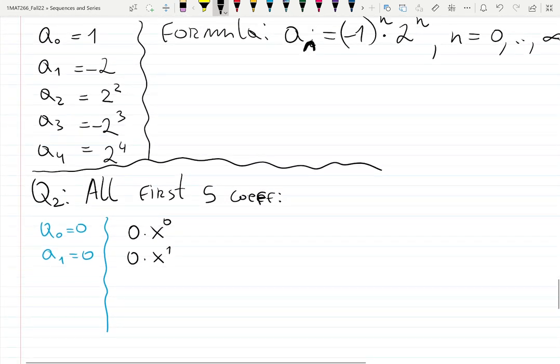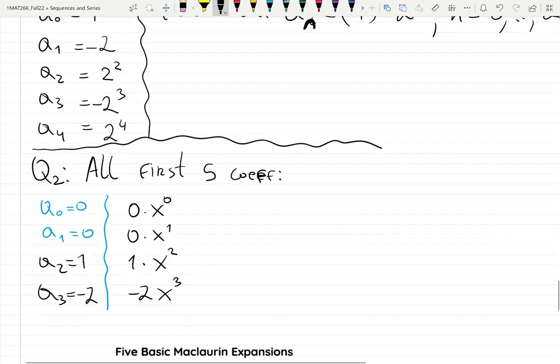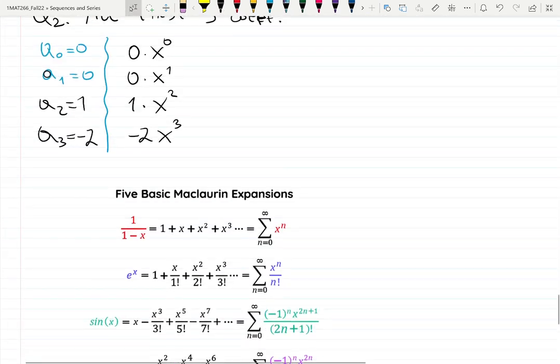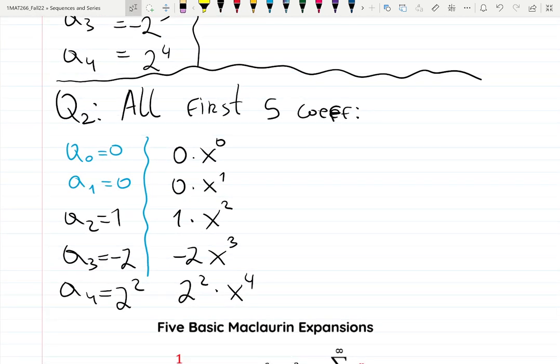Then these start. Then a sub 2 is 1 because it was 1 times x squared. Then a sub 3 is minus 2 because it was minus 2x cubed. Let me check. Yes. Finally, the fifth one will be a sub 4, which is plus 2 squared, because 2 squared was multiplied by x to the 4. See?